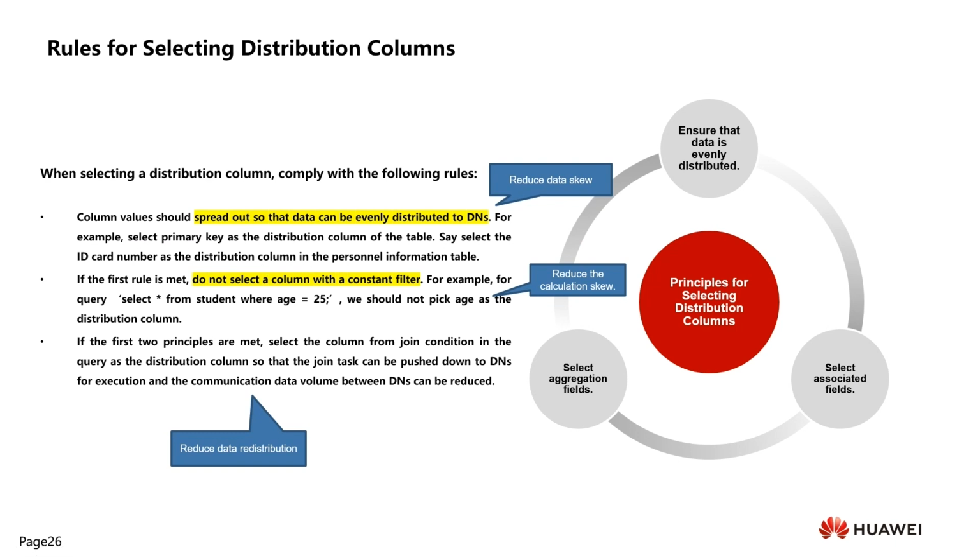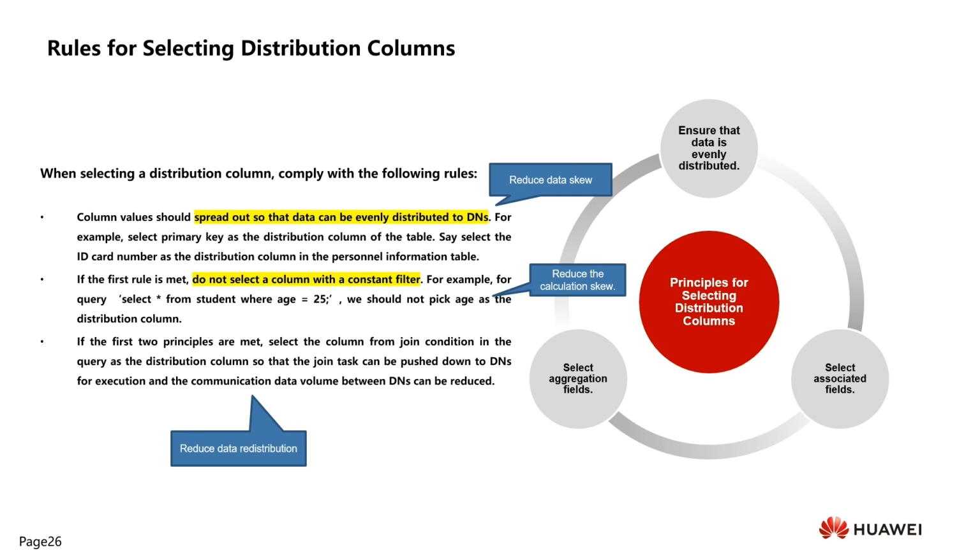Knowing we could divide the data with certain rules, it is important for us to use the correct way to distribute them. In this slide, I want to introduce some rules we need to comply with when selecting a distribution column. First, we need to make sure that the data can be evenly spread across the DNs, such that no DN would have more pressure on data storage. For example, we can select the primary key as the distribution column of the table. Say we select the ID card number as the distribution column in the personnel information table.